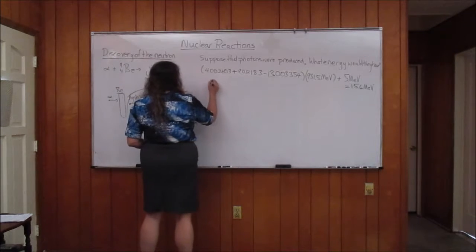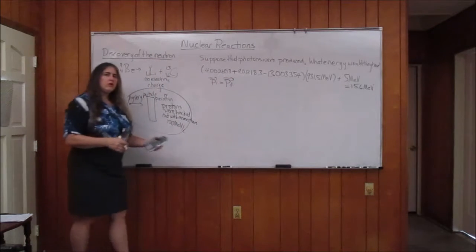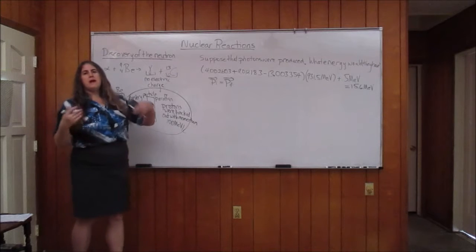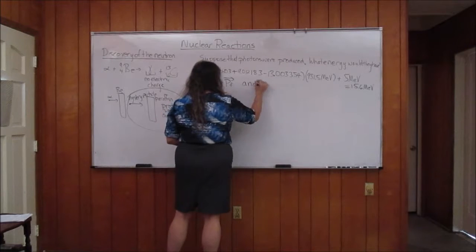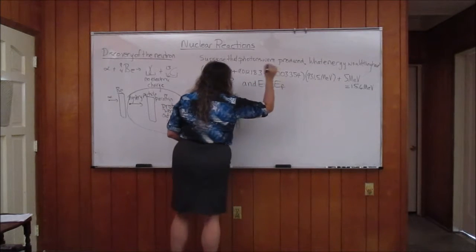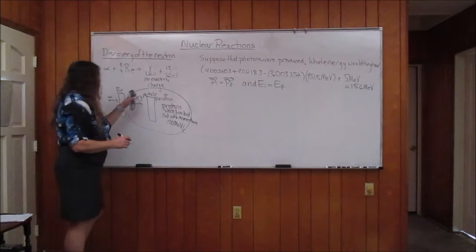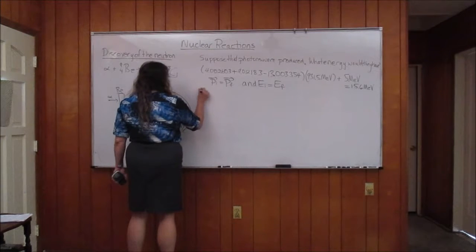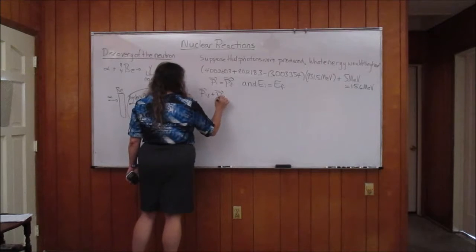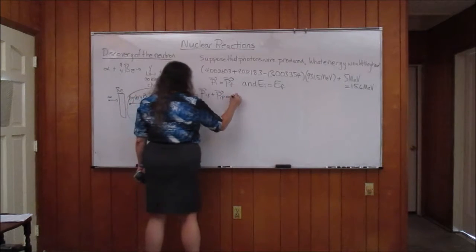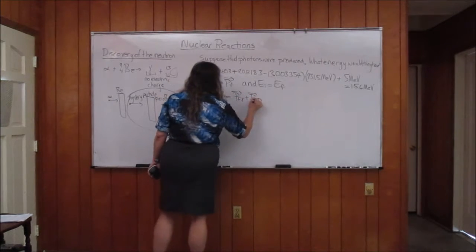So remember, total momentum before the reaction has to be equal to the total momentum after the reaction. And the total energy before the reaction has to be equal to the total energy after the reaction. So initially, we've got our gamma particle, our photon, and we've got the proton. And afterwards, we've got the photon and the proton. Okay?